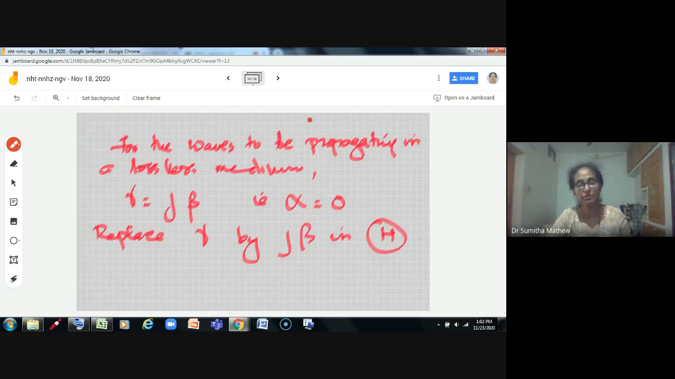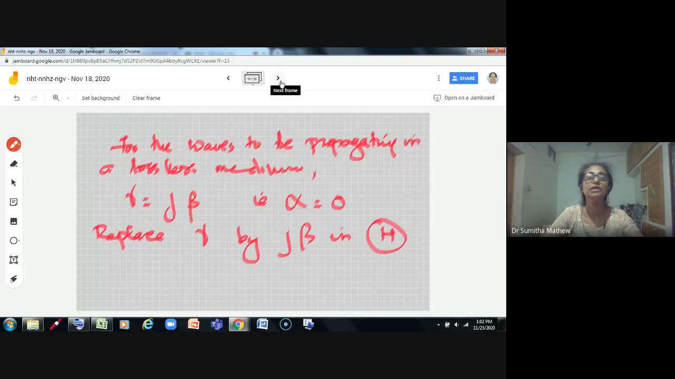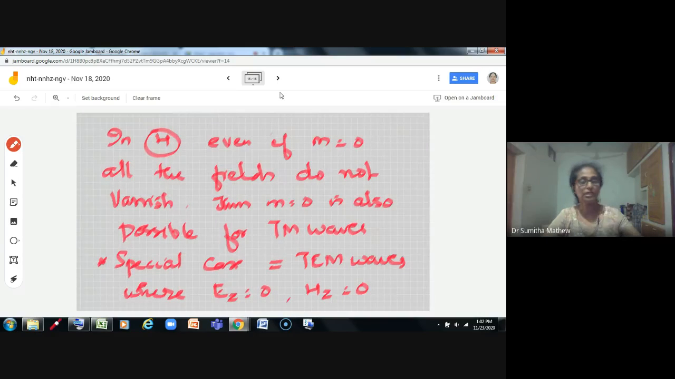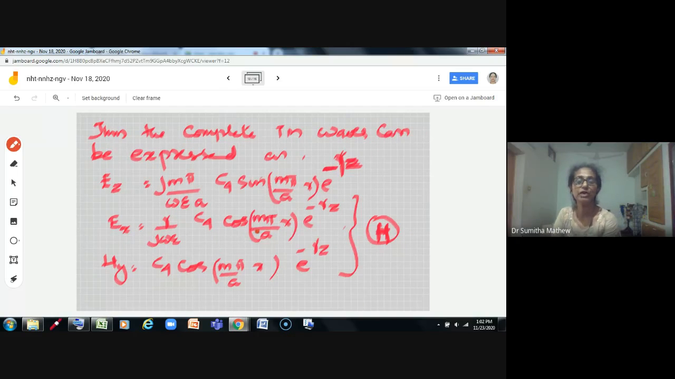For the waves to be simply propagating, gamma should be equal to j beta, that is alpha equal to 0, which means you have to simply replace gamma by j beta. Then you will get equations similar to what we got in TE waves, for propagating TM waves. So which are the components in TM waves? Ez, Hx and Hy. All the other three components are 0. Okay. So now we have the equations for TM waves also, similar to TE waves. Now, in this case, as before, if we put m equal to 0, what happens?